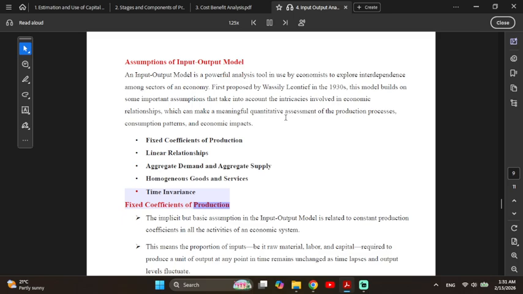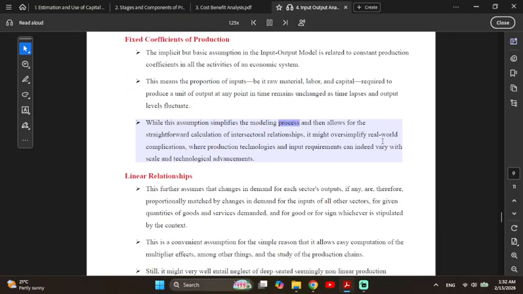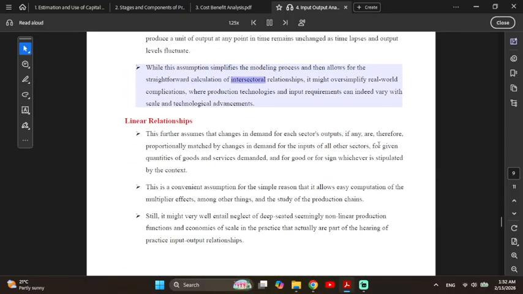Fixed coefficients of production. The implicit but basic assumption in the input-output model is related to constant production coefficients in all the activities of an economic system. This means the proportion of inputs, be it raw material, labor, and capital required to produce a unit of output at any point in time remains unchanged as time lapses and output levels fluctuate. While this assumption simplifies the modeling process and allows for the straightforward calculation of intersectoral relationships, it might oversimplify real-world complications, where production technologies and input requirements can indeed vary with scale and technological advancements.